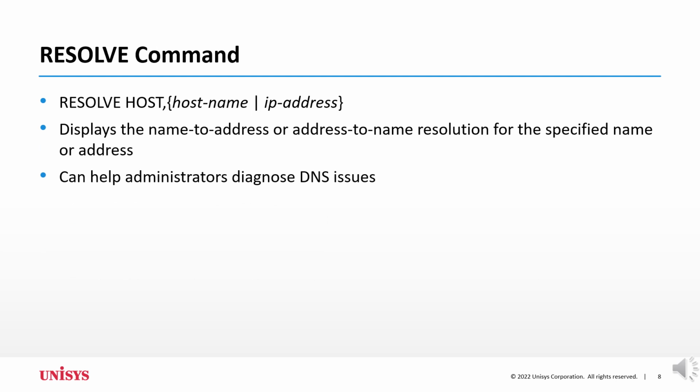This feature implements the new resolve command. If you provide a name, CPCommOS displays all associated IPv4 and IPv6 addresses that resolve to that name. If you provide an IP address, CPCommOS displays the name that resolves to that IP address. This command is beneficial in troubleshooting domain name system issues.